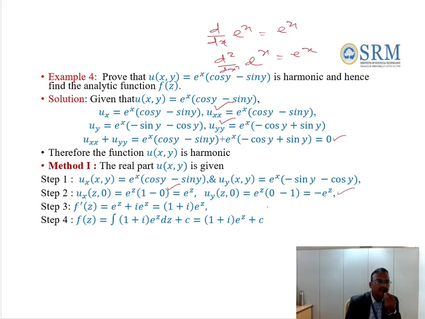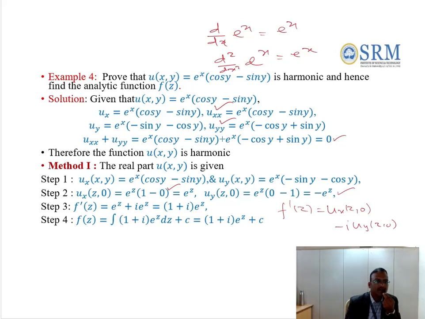And then what is the formula? f dash of z is equal to ux of (z, 0) minus i into uy of (z, 0). Right. Already we have calculated what ux and uy are. You plug these two expressions in this formula. So f dash of z is e^z plus i into e^z, that is (1 plus i) into e^z. And then integrate this, that gives f of z.